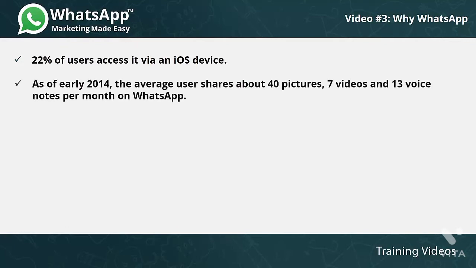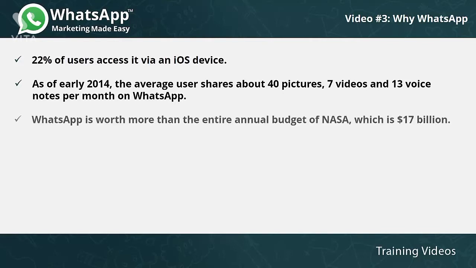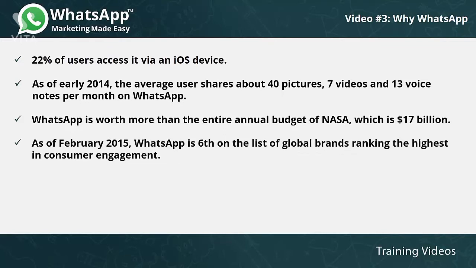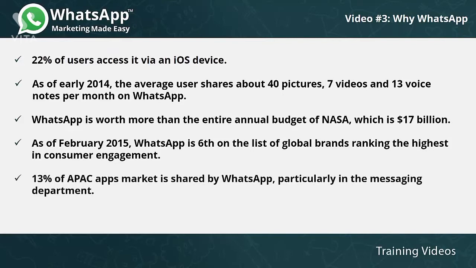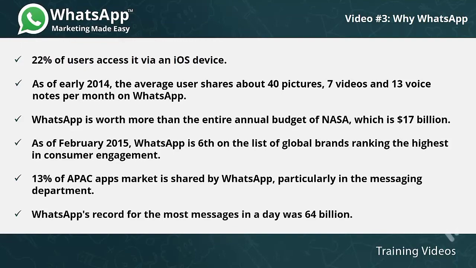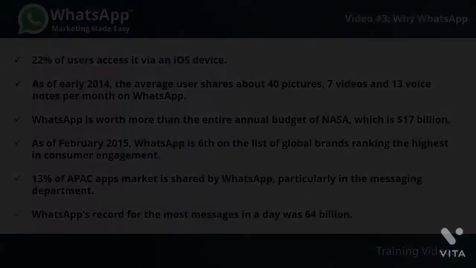As of early 2014, the average user shares about 40 pictures, 7 videos, and 13 voice notes per month on WhatsApp. WhatsApp is worth more than the entire annual budget of NASA, which is $17 billion. As of February 2015, WhatsApp is 6th on the list of global brands ranking the highest in consumer engagement. 13% of APAC apps market is shared by WhatsApp, particularly in the messaging department. WhatsApp's record for the most messages in a day was 64 billion.